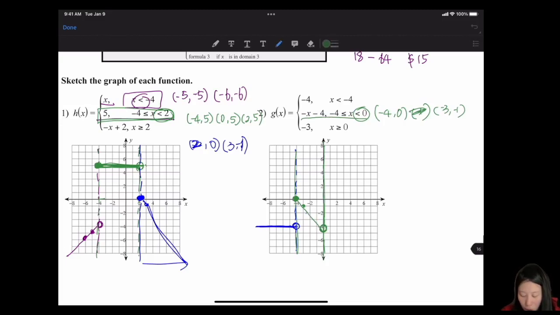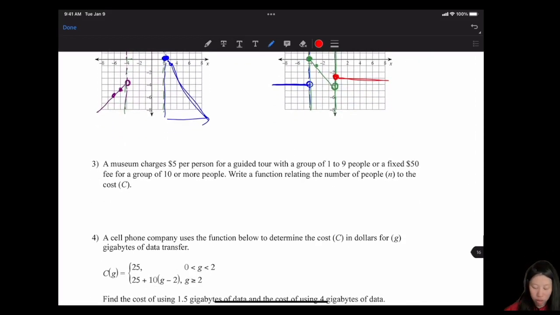Okay, the last part, I am going to use a pink one. The pink one is when x is greater than 0, the function is equal to -3, which means a solid dot like that. So this is a piecewise function. You just need to separate it into 3 parts and draw a different graph.